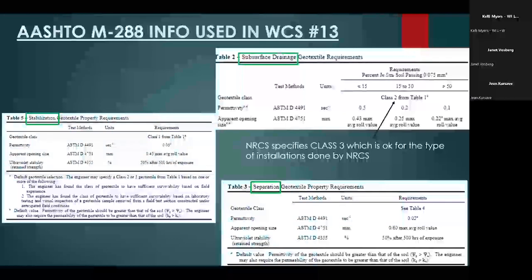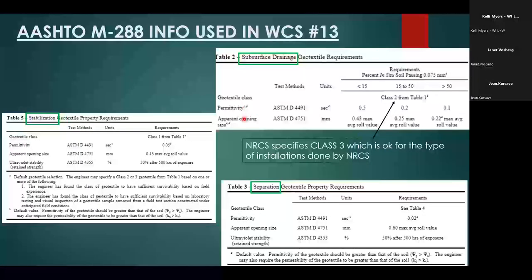So one more thing on AASHTO M288, just to show you, that's where a lot of our numbers for permittivity and opening size come from, these other tables that are listed in AASHTO M288.